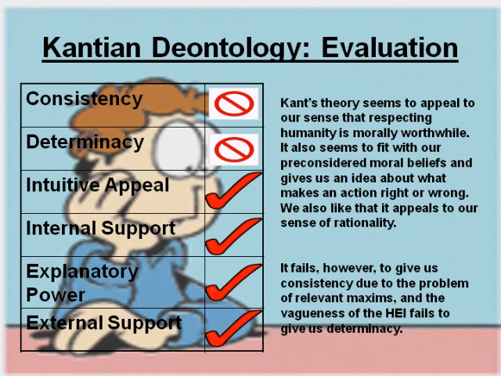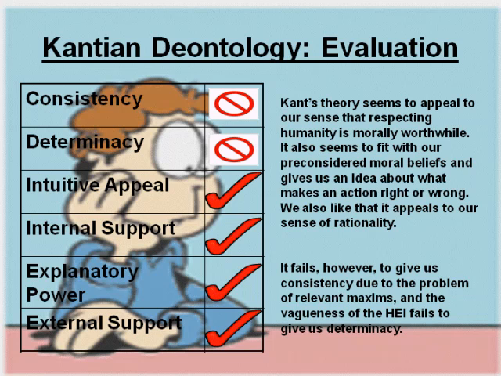So in the end, when we examine Kant's theory, we have problems associated with the relevant maxims. And when we have problems with relevant maxims, we have problems with consistency. Likewise, the vagueness associated with the humanity as an end in itself formulation of the categorical imperative, with that conception of respect, fails to give us determinacy. Kant's trying to go for something very, very specific with his theory, and he's not quite getting there.